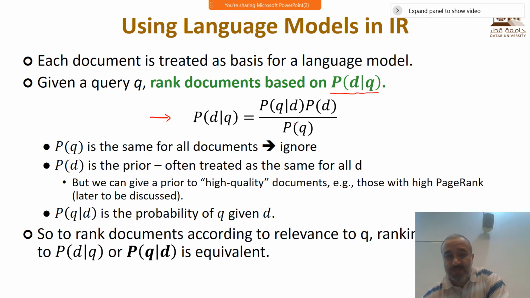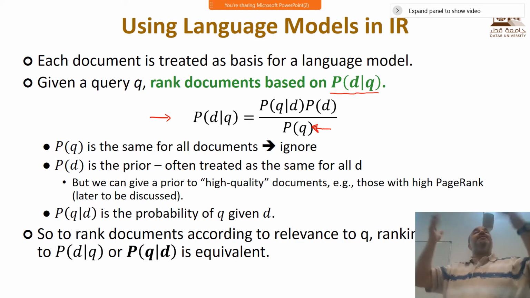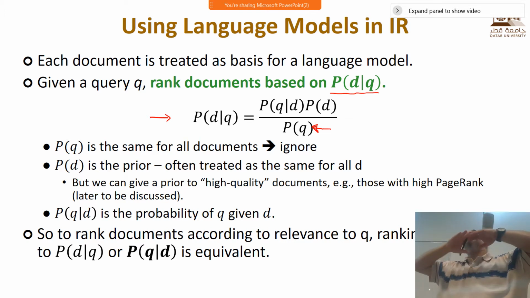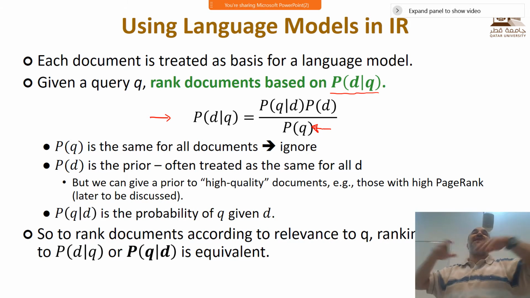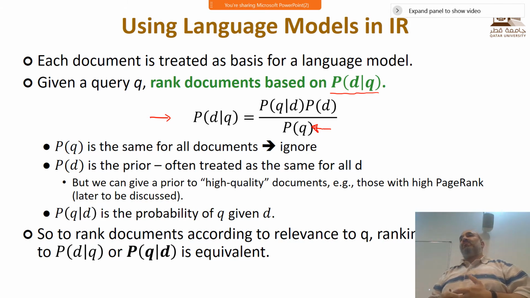The first one is P of Q. What is the meaning of this? What is P of Q? Probability of the query. What does that mean? Yes, probability of getting the query from a user. The general probability of seeing that query among all possible queries. Right? That's the meaning of that.